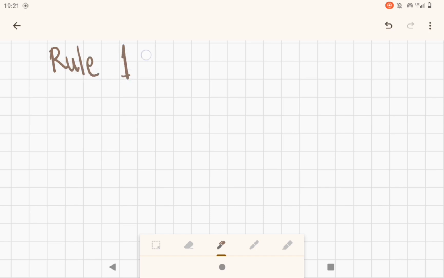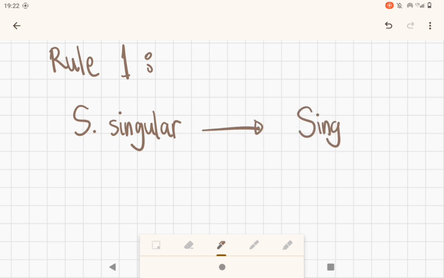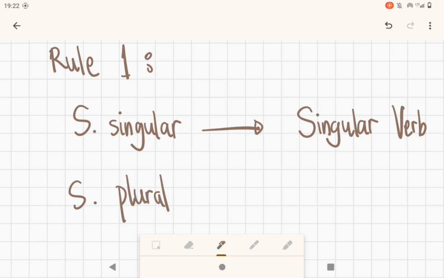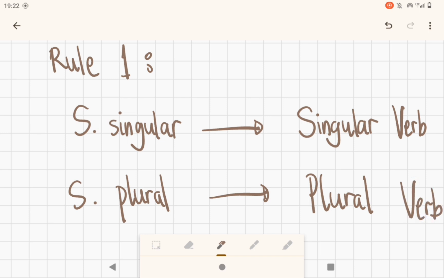Okay, rule number 1. What is the rule? The rule is simple. If the subject is singular, then we have to use a singular verb. Okay, and if the subject is plural, then we have to use a plural verb. Okay, what is singular? What is plural?